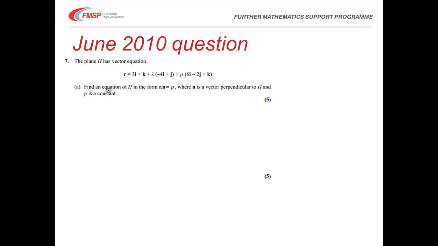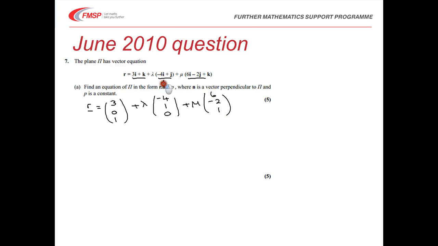Okay, so to begin with, as I say, I'm going to write this plane in using column vectors. So this is a point on the plane, 3, 0, 1, and these two vectors are your two directions. So I've got plus lambda times -4, 1, 0, and then mu times 6, -2, 1. Okay, so I've got to get r dot n equals p form.